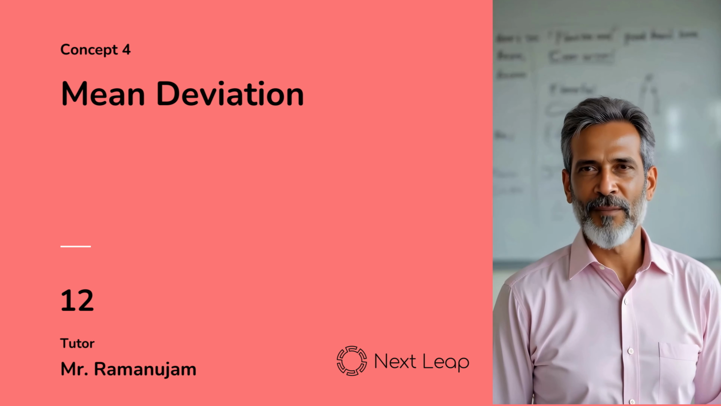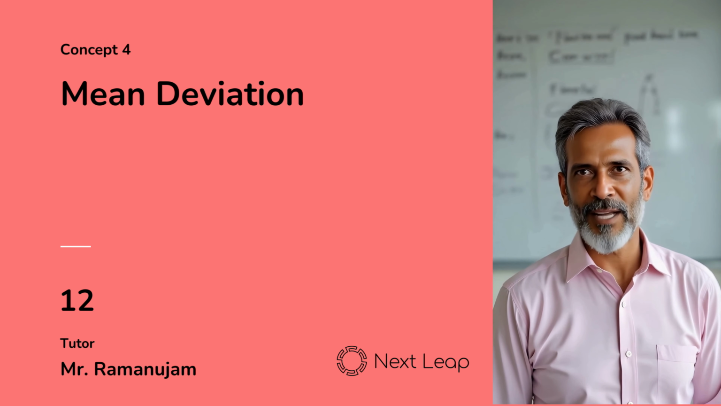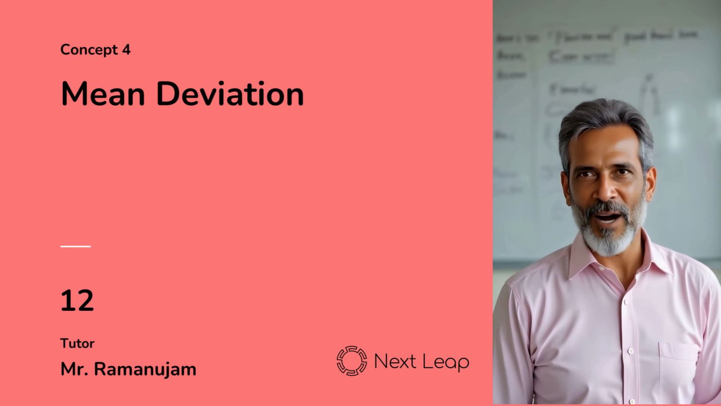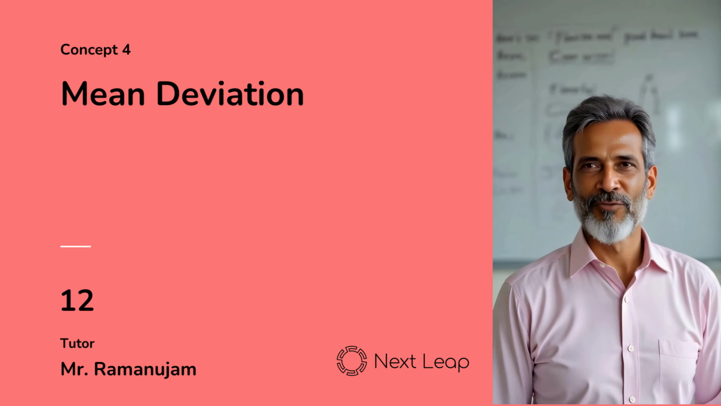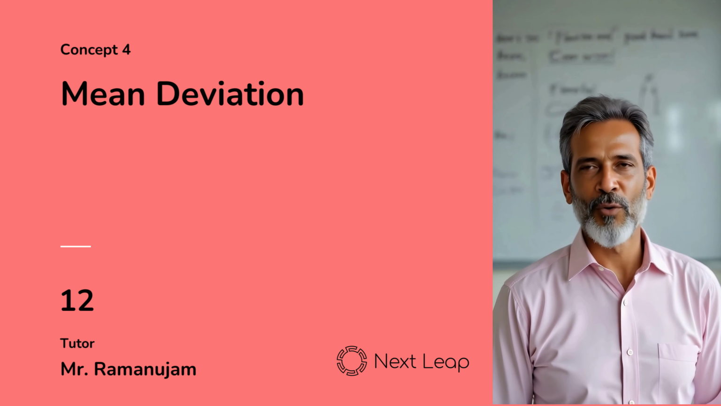Namaste dosto. Have you ever wondered how we can measure the spread of a bunch of numbers, like your cricket scores or your marks in different tests? Today, we'll explore a concept called mean deviation, which helps us understand how data points spread out from a central value. Think of it like measuring how far your friends sit from the center of a round table, some close, some a little further. So, what exactly is mean deviation?